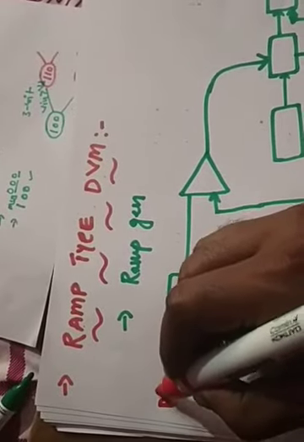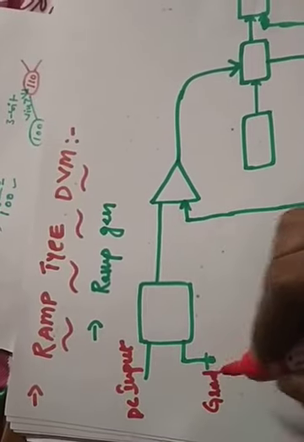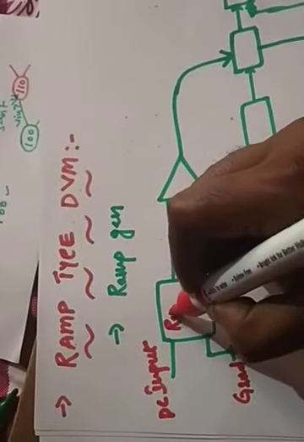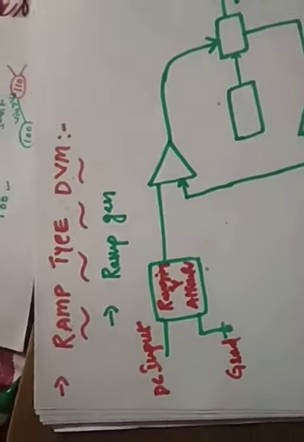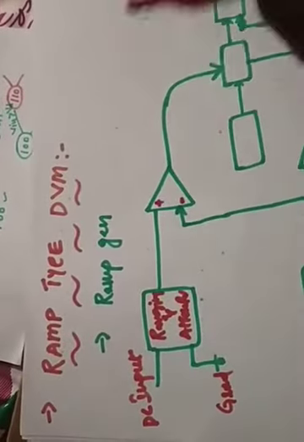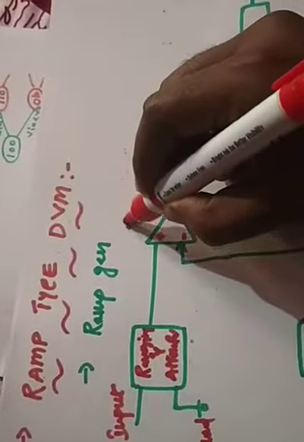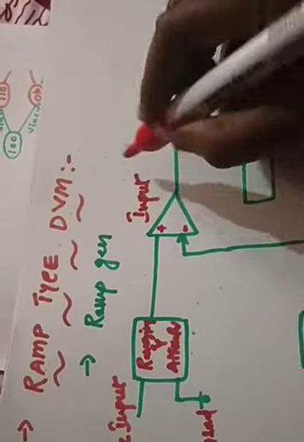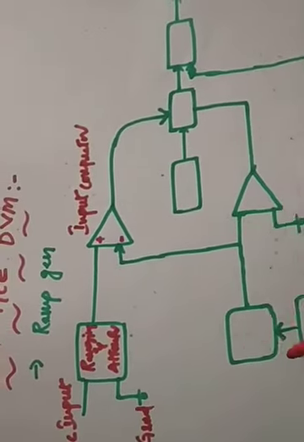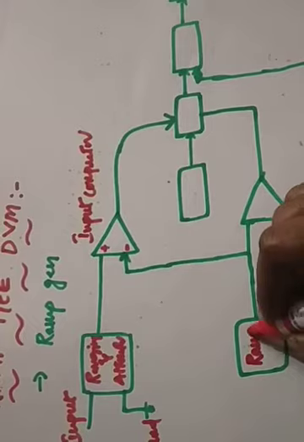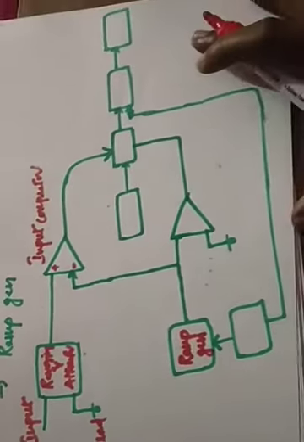So whatever the DC input that you will give, DC or AC, whatever it may be, this is the ground. So this is called ranging and attenuator. So this is a comparator. So this is called input comparator. Right? So this is called a ramp generator. So I said earlier, with the help of the ramp generator, you are converting whatever the analog data into digital form. That's it, right?